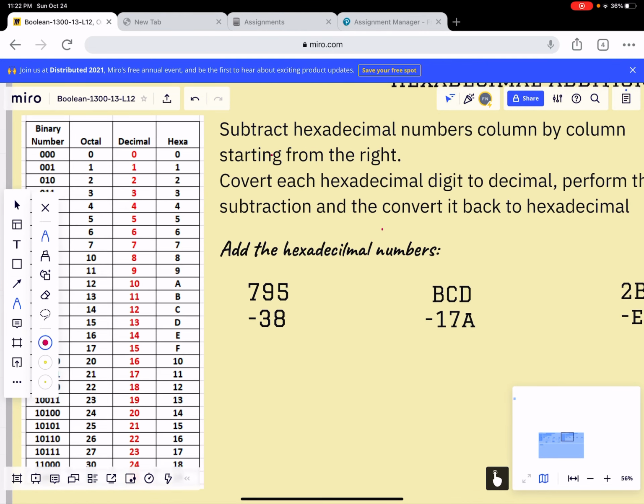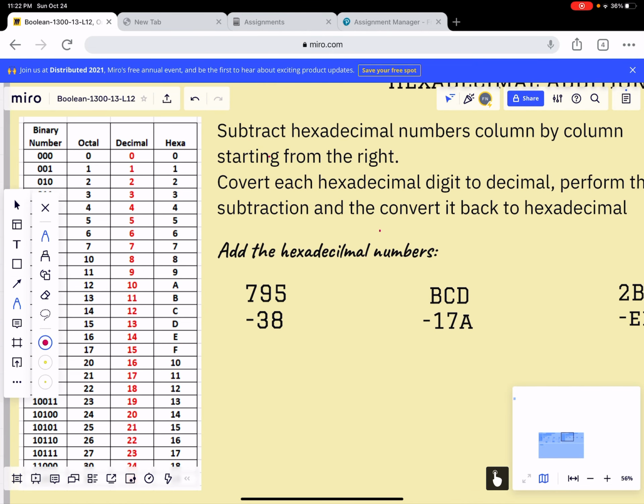Now, when you subtract the hexadecimal number, you do the same thing, except instead of adding, you subtract. So you need to convert hexa to decimal. So I write out 5 minus 8. All right, so you have 5.